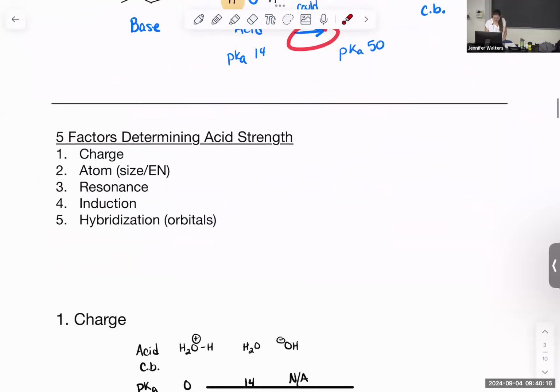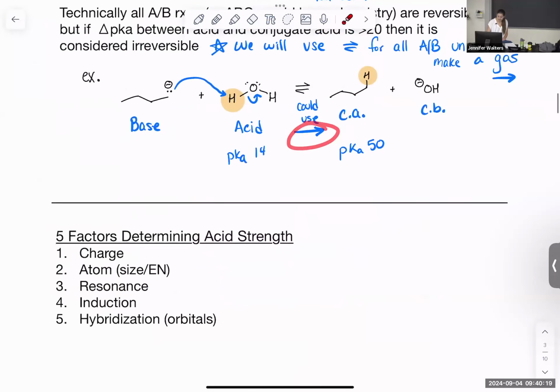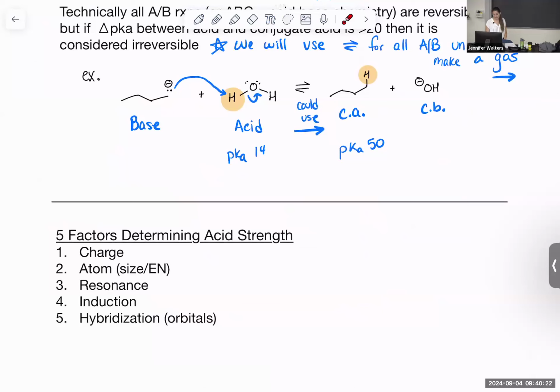All right, how do we rank these? We have 5 factors in order to determine our acid and base strength. They are the same 5 factors. You need to memorize these in order. I will always give you examples that use these 5 factors in this order. There are exceptions. There are actually quite a few exceptions. This will work like 80% of the time, and it'll cover you for every example I give you in this class. So charge is going to be our first factor, followed by atom, then resonance, then induction, then hybridization. We have decreasing significance as we go down.